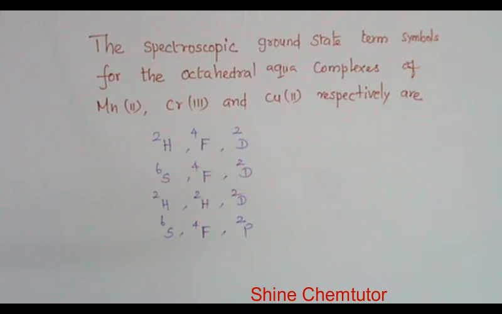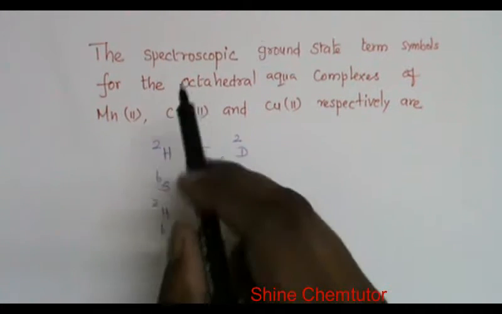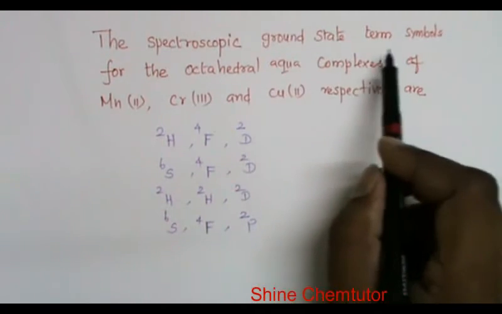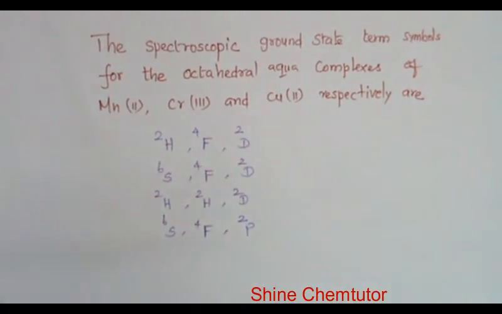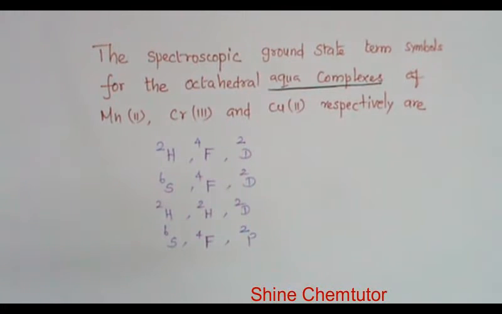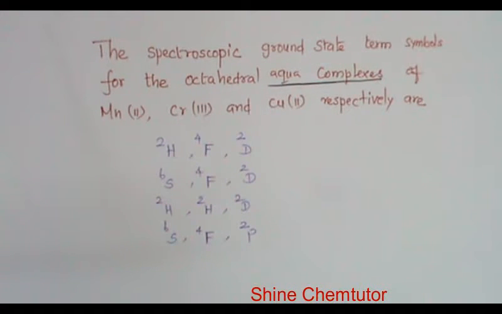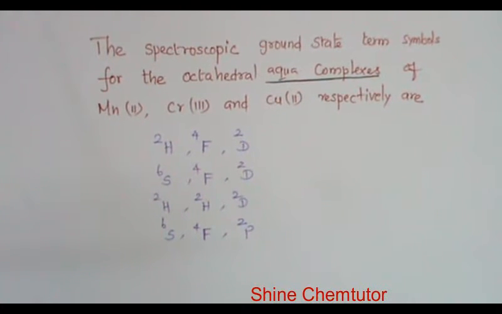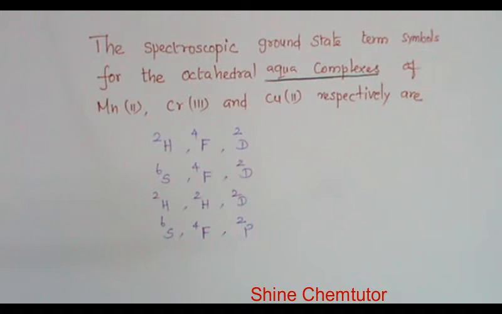In this video, we are going to solve a problem on assigning ground state term symbol. The question is: the spectroscopic ground state term symbols for the octahedral aqua complex, that means the ligand is water, of Mn2+, chromium 3+ and copper 2+ respectively are. They are given 4 options. Each option contains 3 term symbols. Which one is correct?